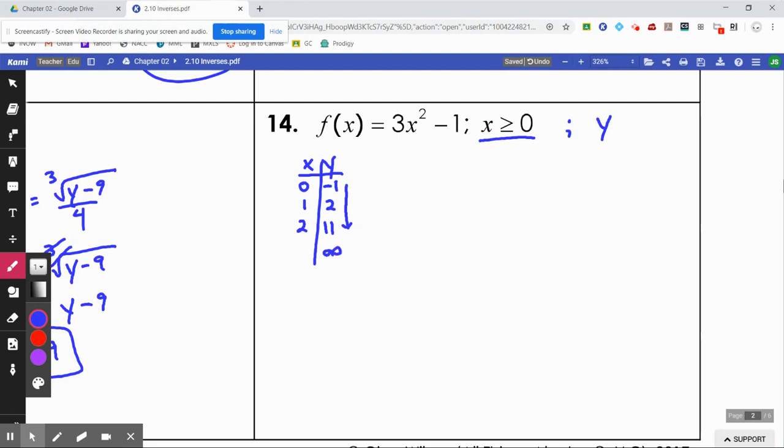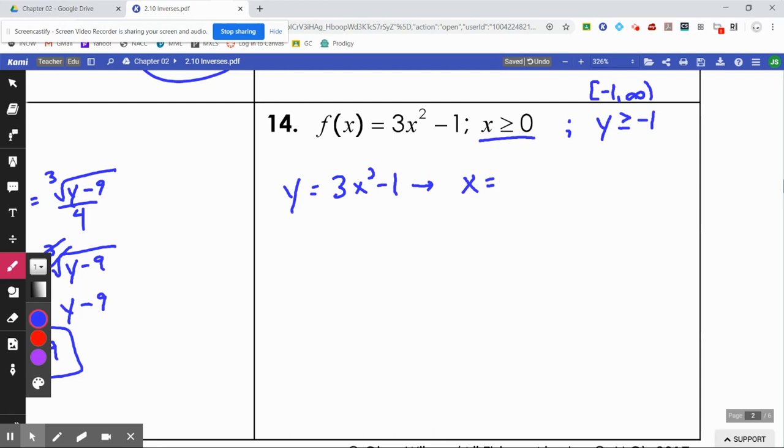So my range will be all values greater than. You can write it either way. You can either say all the values from -1 to infinity, or you can just say y is greater than or equal to -1. That's going to be my range of my original. And again, hopefully you understand why we're listing that range. So my original function was y equals 3x squared minus 1.